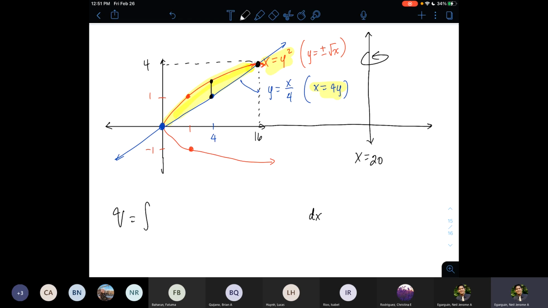Again, the bounds of x would be the starting and ending x values for the region, regardless of the axis of revolution. So that means the region starts at x equals 0, ends at x equals 16. So those would precisely be my bounds here. And then it's the cylindrical shells method. So it's 2 pi radius times height.